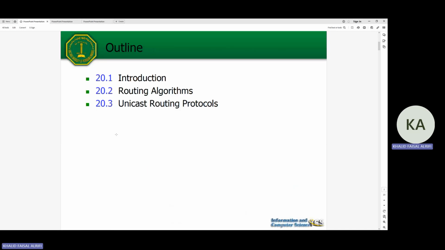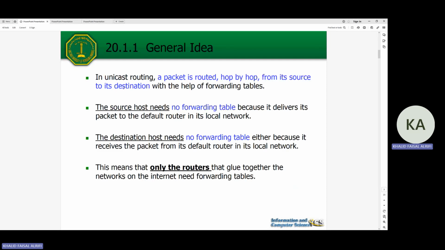Okay, let's start. The outline is an introduction, then routing algorithms, and then unicast routing protocols. The general idea in unicast routing is that a packet is routed hop by hop from its source to its destination with the help of the forwarding table. The source host needs no forwarding table. Also, the destination host needs no forwarding table. Only the intermediates need the forwarding table. Only the routers that glue together the network on the internet need the forwarding table.